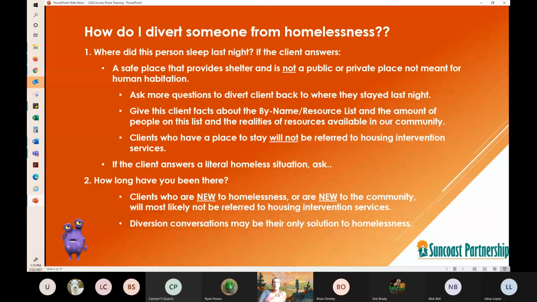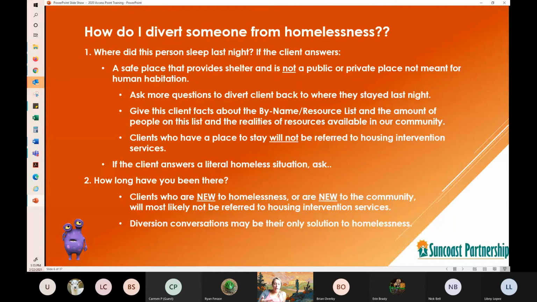There is a reputation that is built amongst communities where if you show up in their community, you can get services. And as all of you on this call know, we have enough of our own literally homeless clients in Sarasota and Manatee County. We cannot encourage a reputation of serving clients that come from out of town.